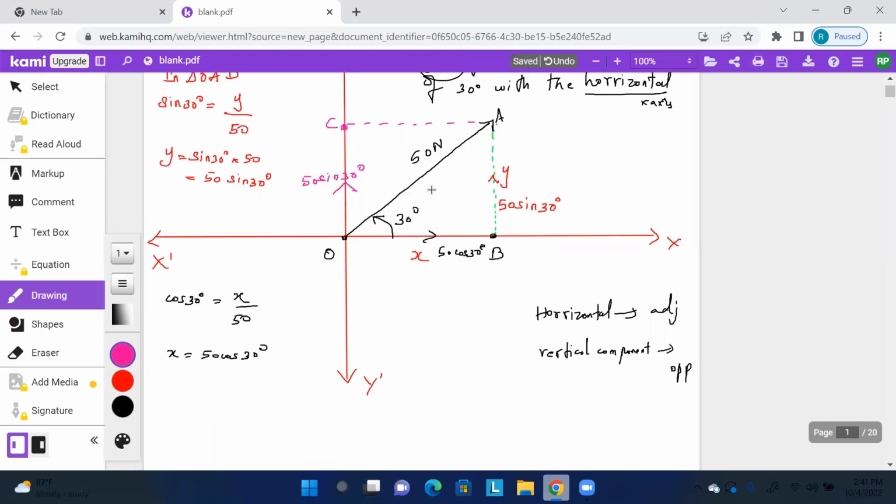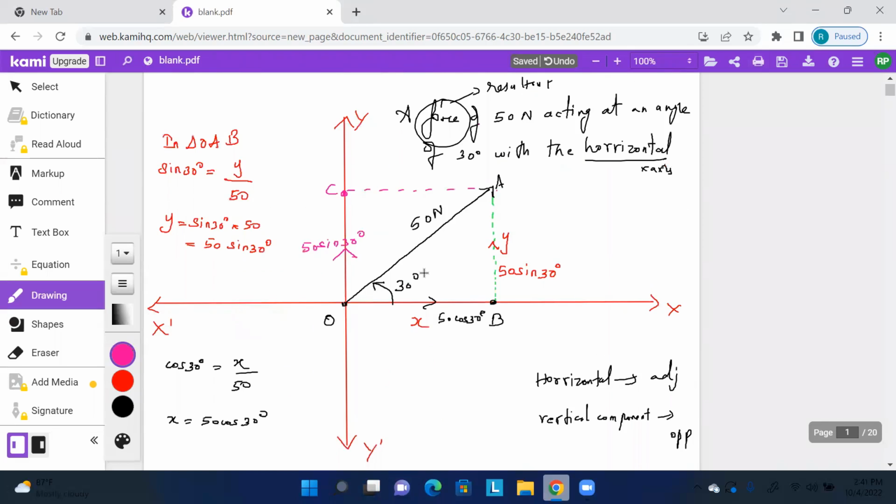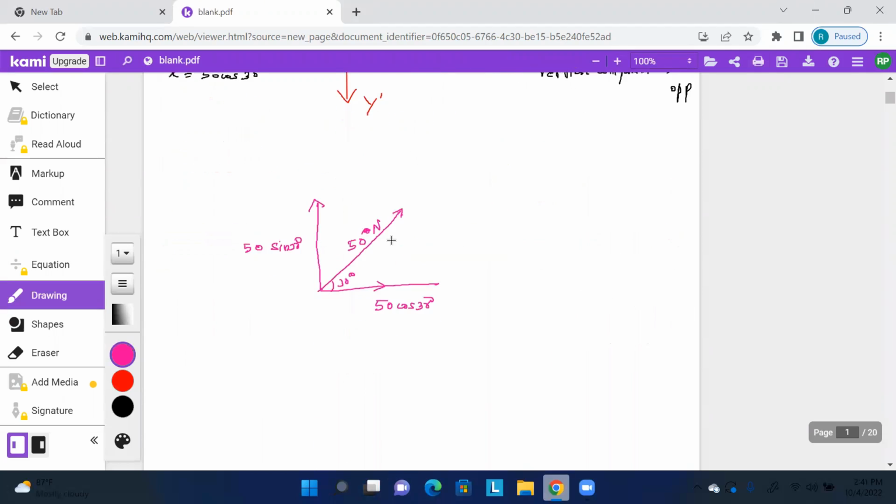So when I simplify and write it over here, a force with the magnitude 50 Newton at an angle of 30 degrees to the horizontal carries a horizontal component 50 cos 30 degrees and a vertical component 50 sine 30 degrees. So this is how the horizontal and vertical components are resolved for a particular resultant force. Sorry, it's not 50 degrees, it's 50 Newton. So this is how we resolve it.